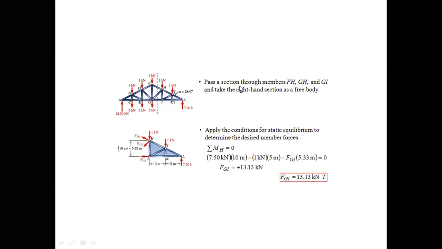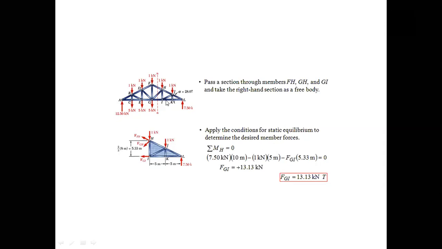So pass a section through members FH, GH and GI and take the right hand section as free body. Now only the right hand section has to be calculated. So apply the condition of static equilibrium to determine the desired member forces.